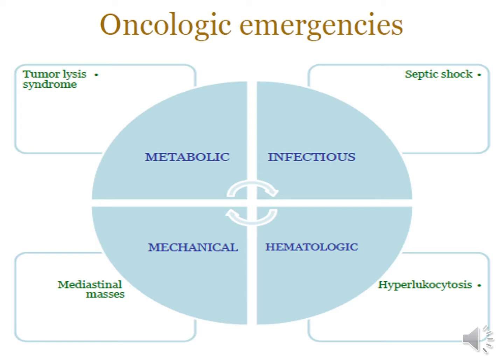infectious emergencies. The infectious emergencies include mainly septic shock and neutropenia, of course. And the third is hematologic, which is mainly hyperleukocytosis together with agranulocytosis. And lastly, we have the mechanical, which could be mediastinal mass or herniation of the brain or even compression of the spinal cord or an abdominal mass leading to intestinal obstruction and so on.